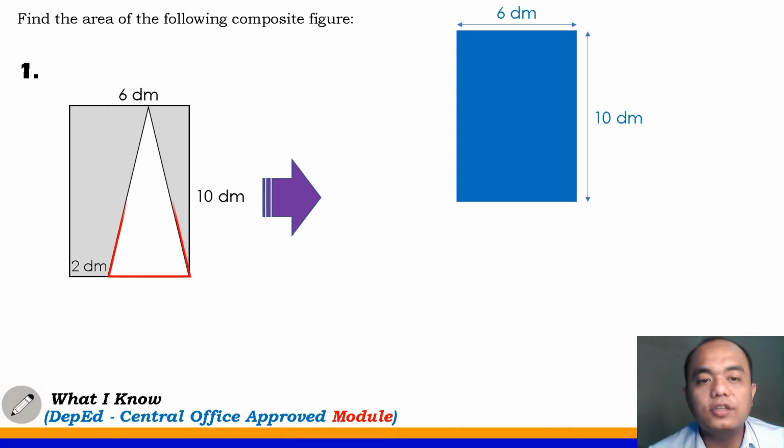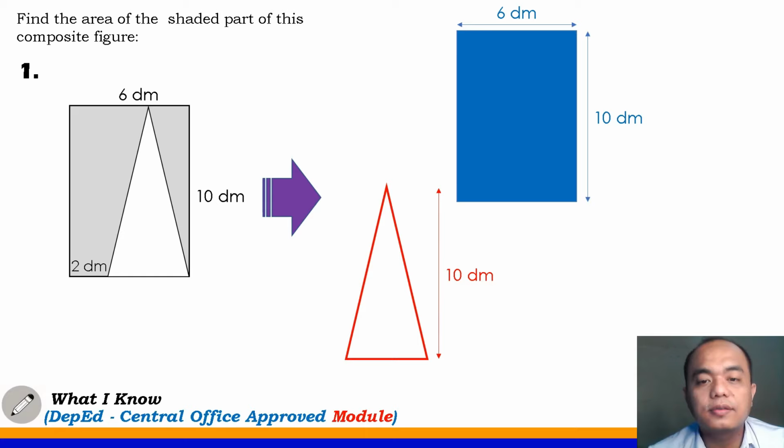Next, we have also the triangle. The triangle here measures 10 decimeter in height. And how much is the base of our triangle? Though it is not given in our diagram here, how can we get the measure of the base of our triangle? So take note that the measure of this side is 6 decimeter. And then from here to here, we have 2 decimeter. What is the measure from this point up to here?